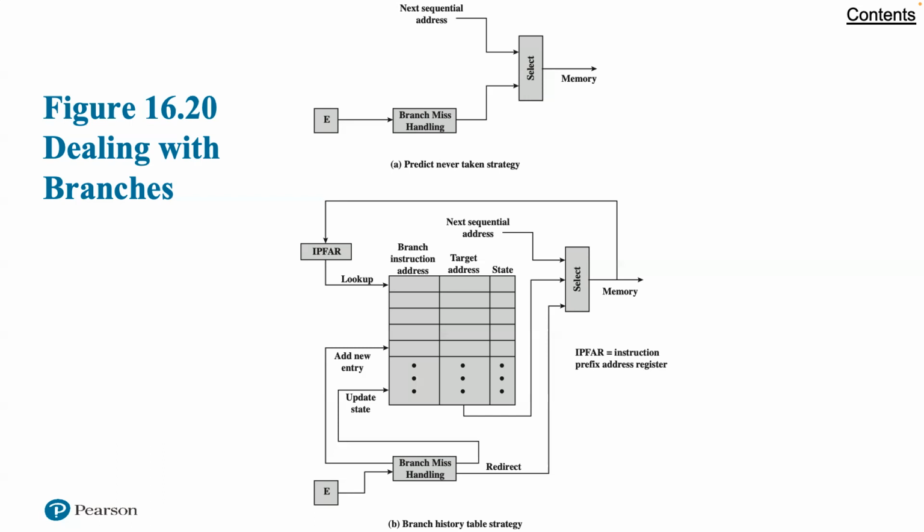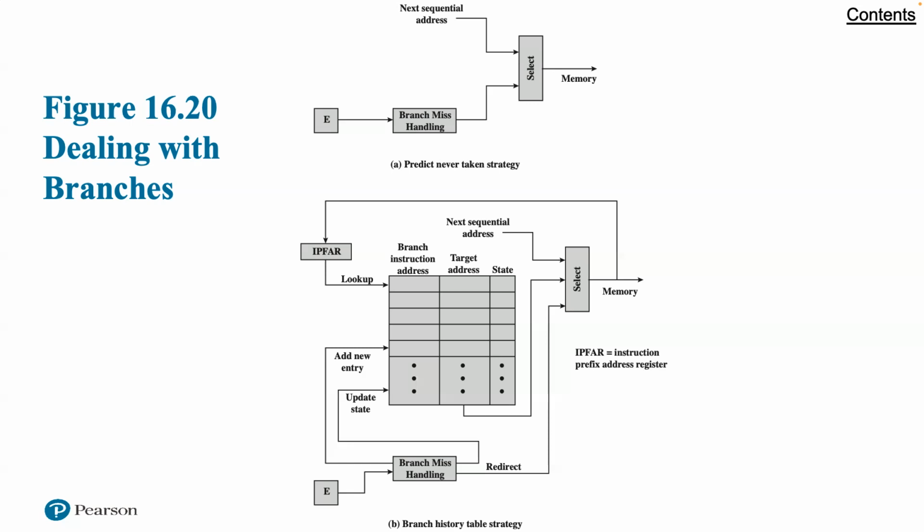When the branch instruction is executed, the execute stage signals the branch history table logic with the result. The state of the instruction is updated to reflect a correct or incorrect prediction. If the prediction is incorrect, the select logic is redirected to the correct address for the next fetch. When a conditional branch instruction is encountered that is not in the table, it is added to the table. One of the existing entries is discarded using one of the cache replacement algorithms discussed in Chapter 5.